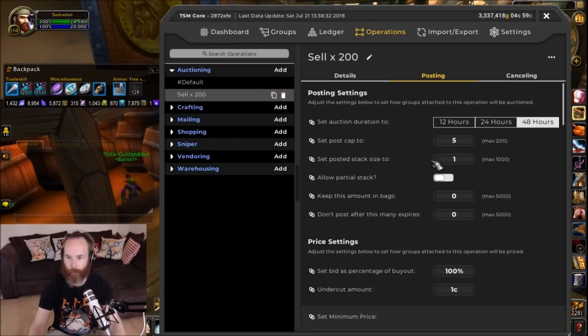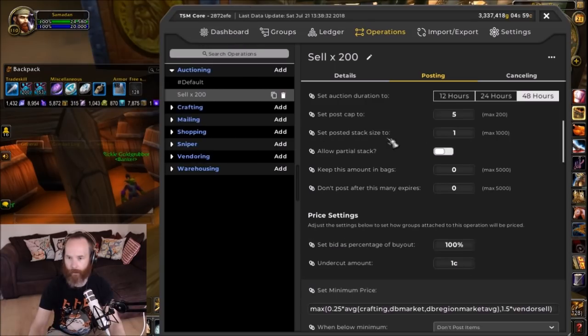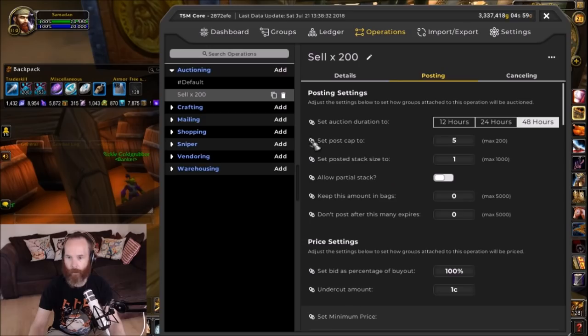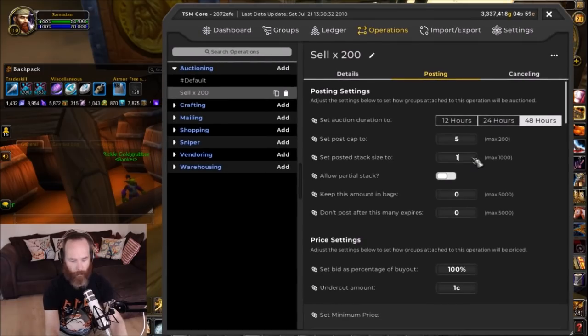So what we're going to do first is go down this list. So we've got post cap, so how many different stacks are we going to post up? So 5 is fine, but this was the difference here. Our posted stack size is a limit here of 1, whereas this goes in a nice stack of 200. So we're going to change this to 200. So we could do 5 stacks of 200 at any one time.